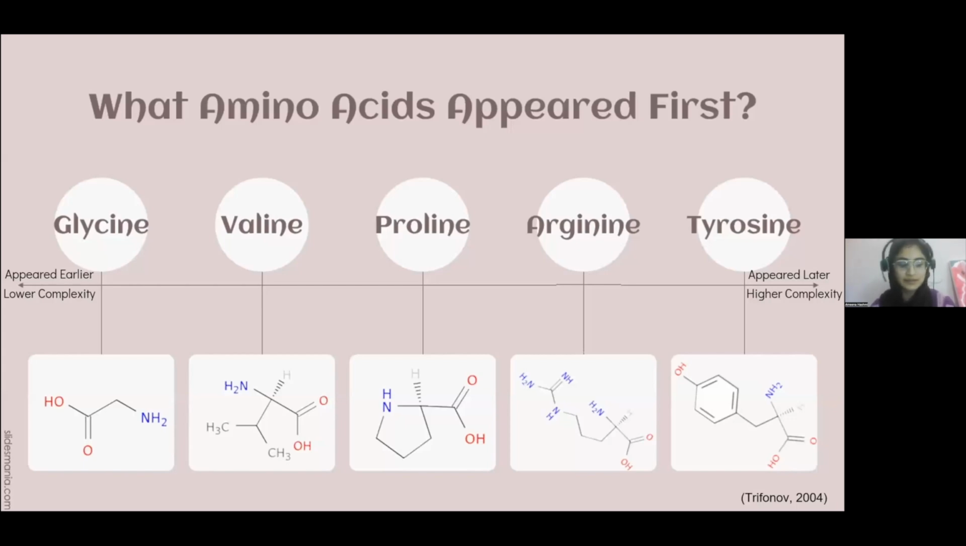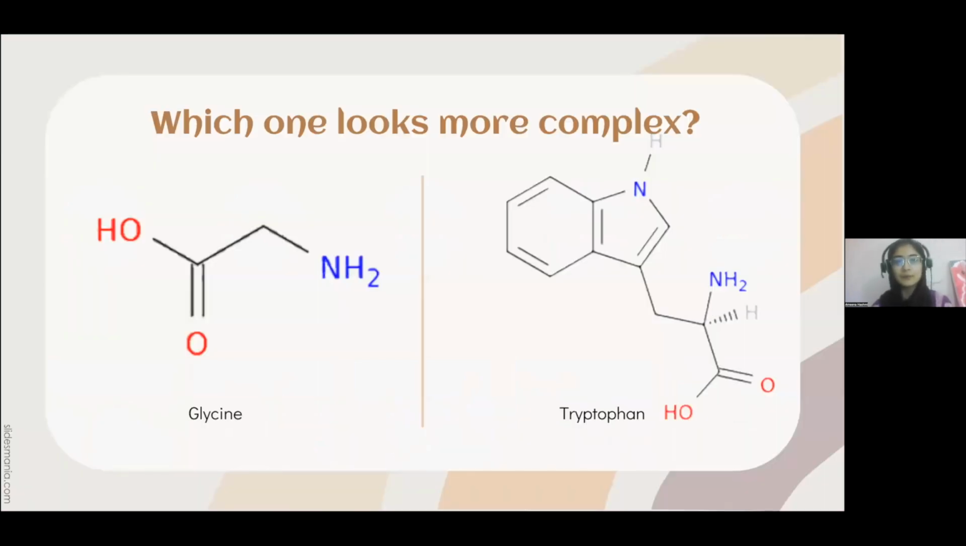But what is molecular complexity? For a long time, scientists just treated it on an "I know it when I see it" basis. For example, which of these amino acids looks more complex, glycine on the left or tryptophan on the right? And I think intuitively, most of us will say that tryptophan is more complex than glycine because it has two ring structures. And that would be the scientific consensus today. But it's not always that clear cut.